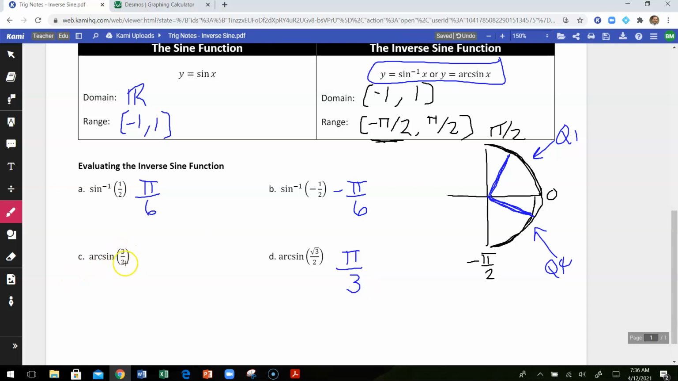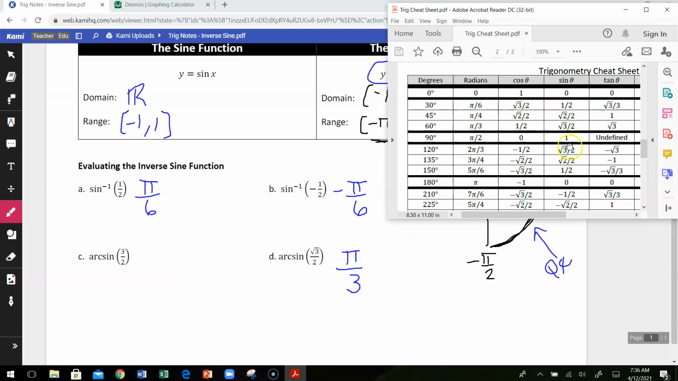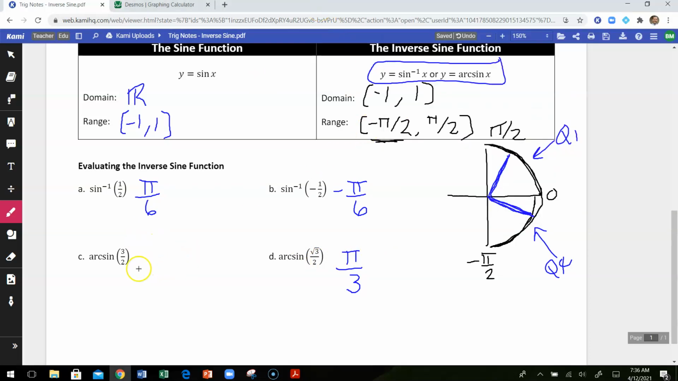Going back to this one, 3/2 is not a unit circle value, right? So I'm not going to find that on my trig chart. I'm going to look down the sine value, and I'm not going to see 3/2. Obviously, I see √3/2, but I don't see 3/2. So if this is not a unit circle value, you first have to ask yourself, is this thing between -1 and 1? Because I'm only allowed to plug things in between -1 and 1. And so is 3/2 between -1 and 1?